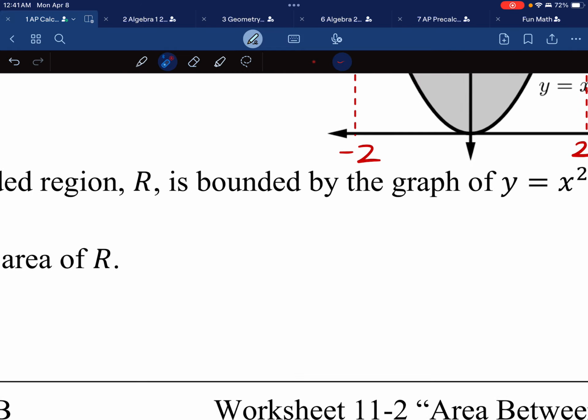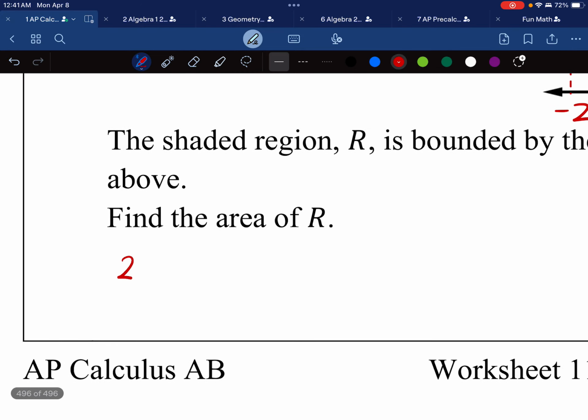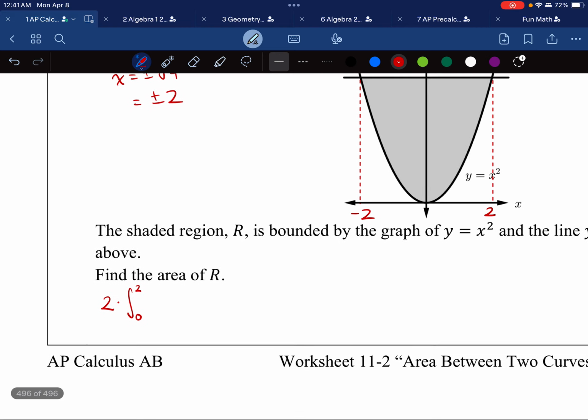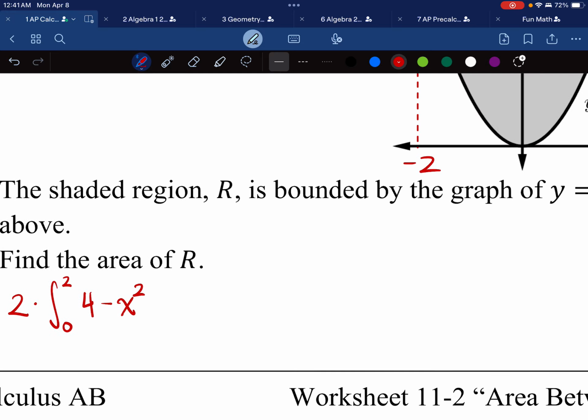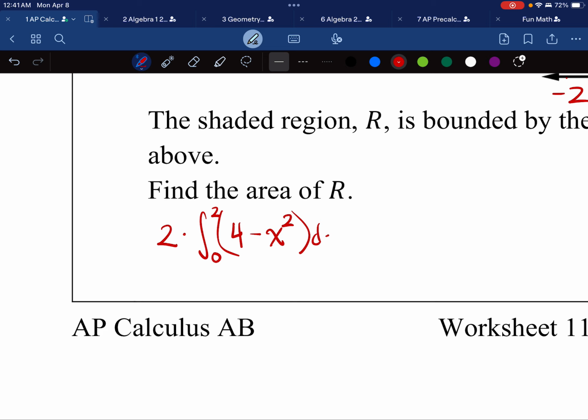So the area is going to be 2 times the integral from 0 to 2 of top minus bottom. Top is 4 minus bottom, which is x squared. I'm not going to write the whole thing times dx and be formal about it because I need my room to write. So let's get rid of that stuff. I'm going to leave the 2 until the very end, so I'm going to remember to multiply by 2 at the very end.